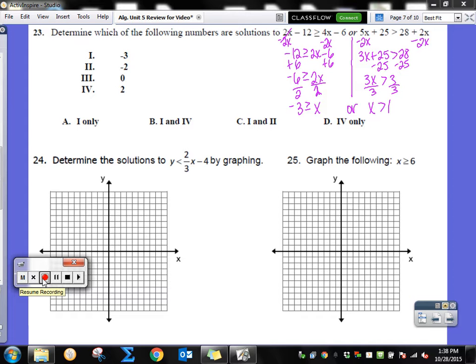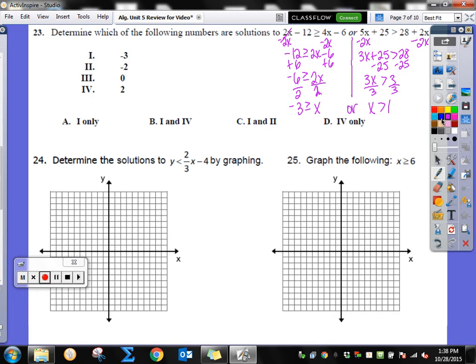I do want to rewrite with the variable on the left in this case. So that would be x is less than or equal to negative 3. It's pointing towards the x. Or x is greater than 1. I personally think that it is easier to identify your answers from a graph. So I'm going to draw a graph. I'm going to put negative 3 and 1.